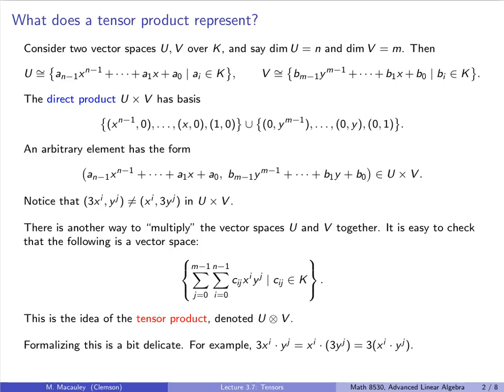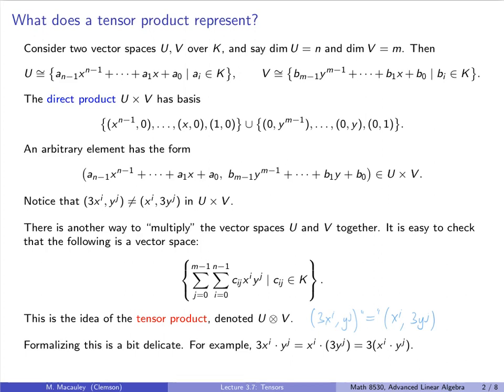Now, formalizing this is actually a bit delicate. For example, compare to up here where the 3 does not cross over to the other side. 3x^i times y^j certainly equals x^i times 3y^j, which is just 3 times x^i times y^j. So this is really just the associativity property, but if we think about the tensor product as like ordered pairs of things in U times things in V, then it is the case that (3x^i, y^j) is going to be, I'll put equals in quotes, equal to (x^i, 3y^j). So because of that, we are not going to use this ordered pair notation. We're going to use something else.